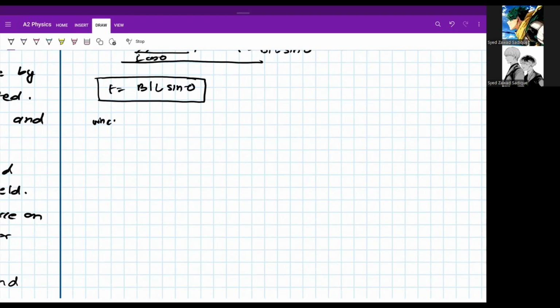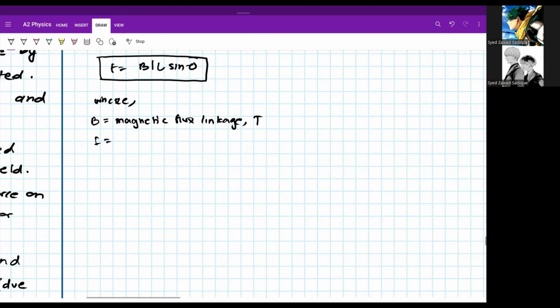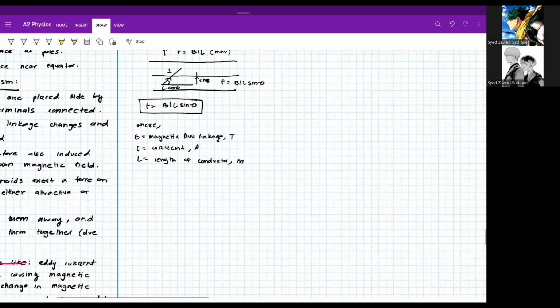where B is equal to magnetic flux density in tesla. When you're writing down the notes, always make sure to write what each symbol means along with its unit, because sometimes you are given one or two question marks where you have to write the units. I is equal to current, and L is equal to length of conductor in meters. Then there are a few more.